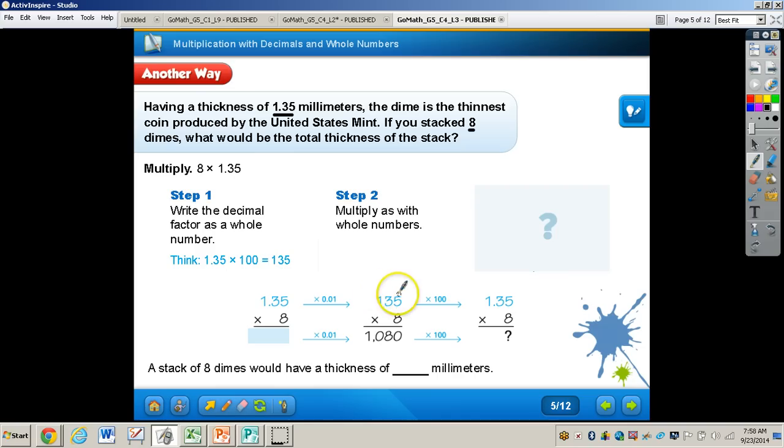Okay, so we can take that 135, multiply it by 8. Okay, we have the 8 and 5 gives us 40. Put our 4 here. 8 and 3, 24, plus 4, 28. Put our 8 here. Carry the 2. 8 times 1, or really 8 times 100 is 8, plus 2. It's going to give us 10 for 1080.